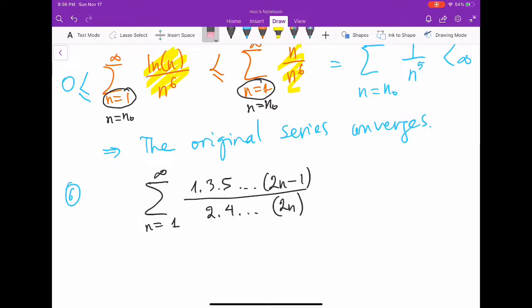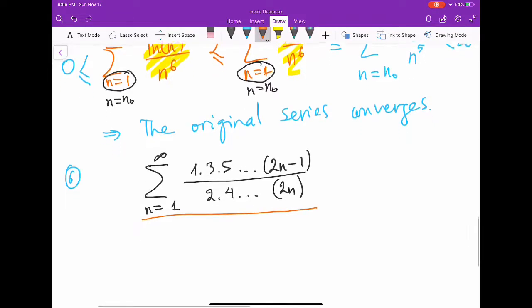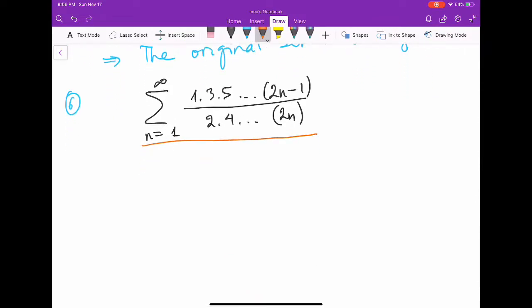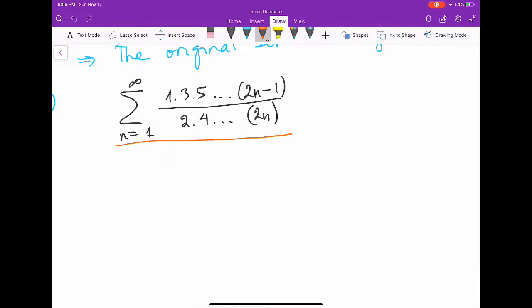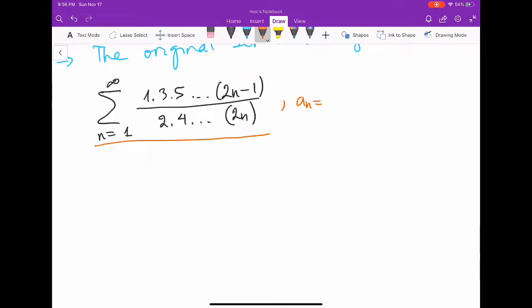We need to consider whether this series converges or diverges. So first thing, when you see something like that, of course you need to recognize a_n, right? So what is a_n? a_n in this case is just the product of the first n odd numbers, and in the denominator I have the product of the first n even numbers. So that is our sequence.